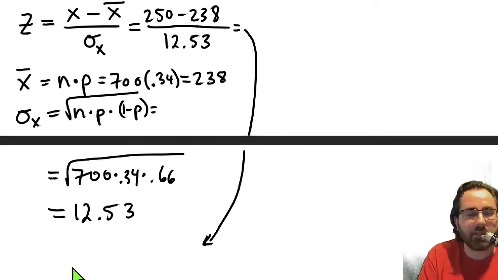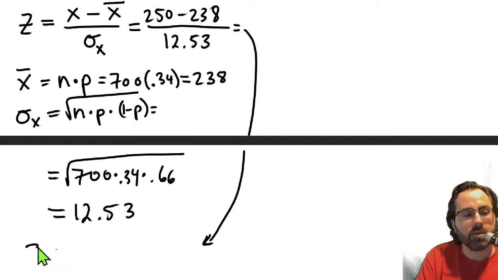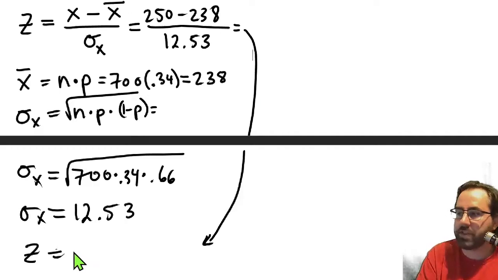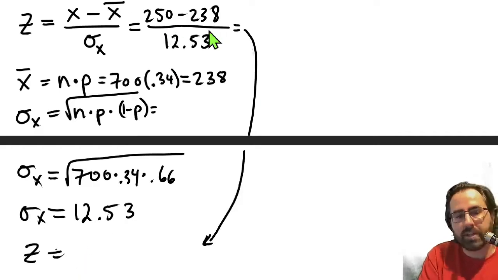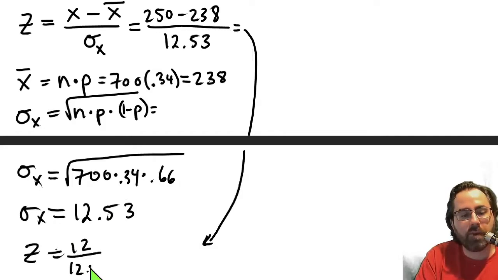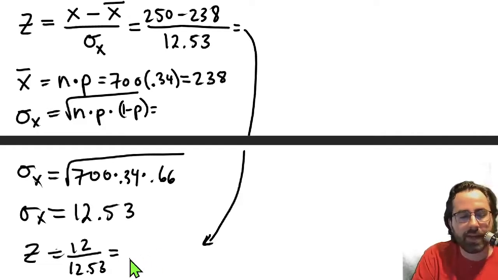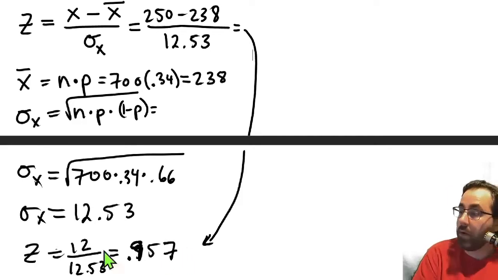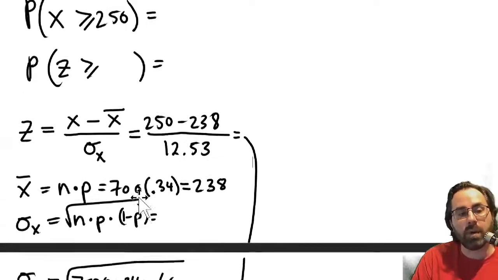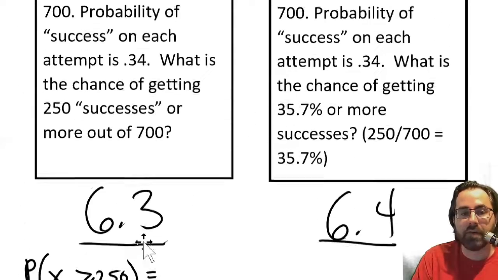So here's our standard deviation, and now z, finishing our calculation for z, is 250 minus 238 is 12, over 12.53. And when you just finish dividing that, it comes out to be 0.957. And there we go. There's our z-score. Now that's the z-score for a count of 250 out of 700 with a probability of success value of 0.34.